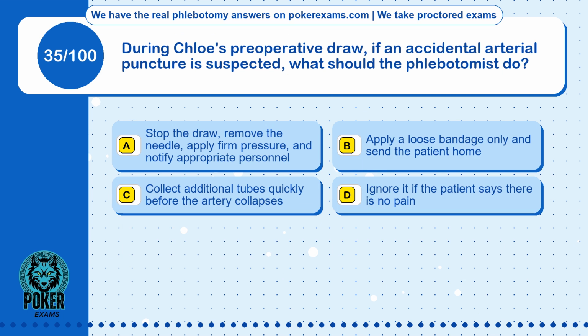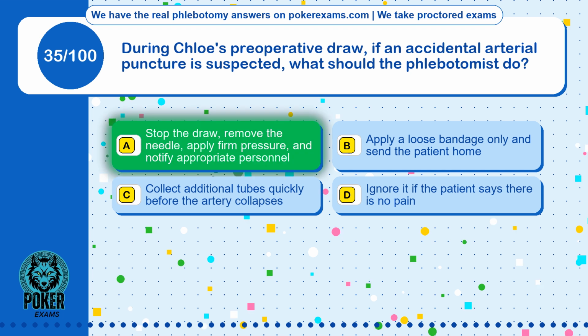Question 35. During Chloe's preoperative draw, if an accidental arterial puncture is suspected, what should the phlebotomist do? Option A. Stop the draw, remove the needle, apply firm pressure, and notify appropriate personnel. Option B. Apply a loose bandage only and send the patient home. Option C. Collect additional tubes quickly before the artery collapses. Option D. Ignore it if the patient says there is no pain.